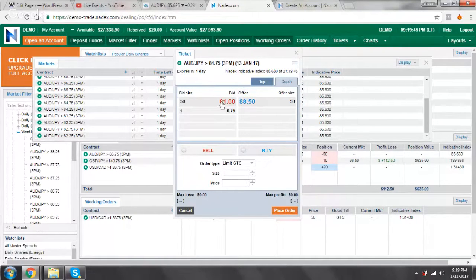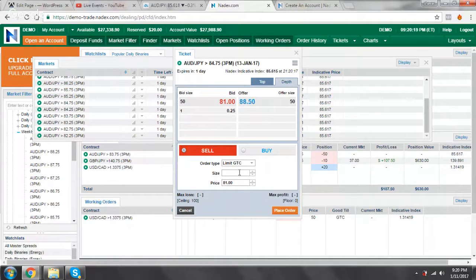Now, if you say that price will close above this area by 3 p.m. Friday, it says 81, but you're doing the opposite when you're selling. So it's not going to be an $81 risk, it's going to be a $19 risk. So you're pretty much getting the contract for $19. Say for example, I believe price will be lower than 84.75 by Friday. I'll just click here.